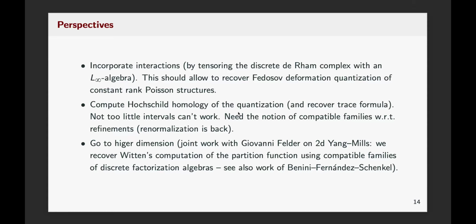We have an ongoing project for doing this on the circle, but with two big intervals, you cannot have access to them. It's not so useful on the circle, so we have to go back to some kind of renormalization where you have a compatible system of factorization algebras for discretizations which are finer and finer. And we have worked this out in the case of 2D Yang-Mills with Giovanni Felder, where we recover the Witten computation of the partition function.